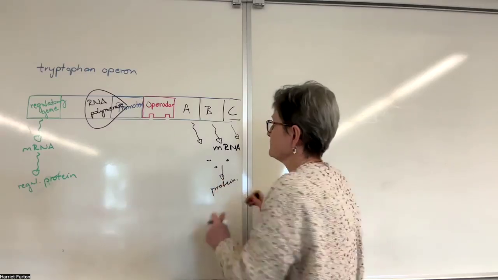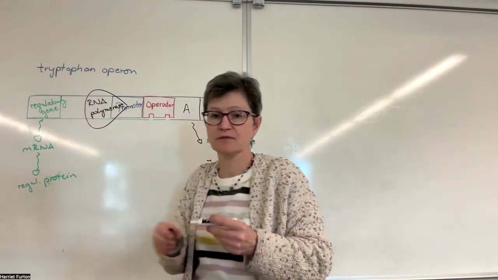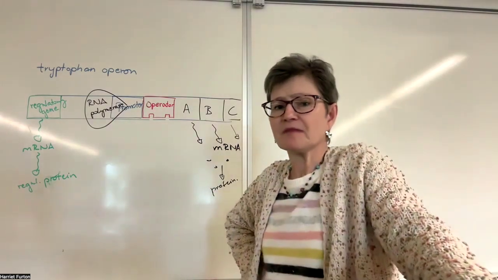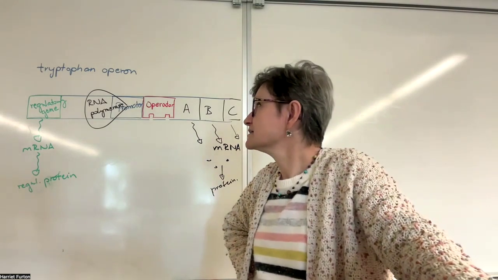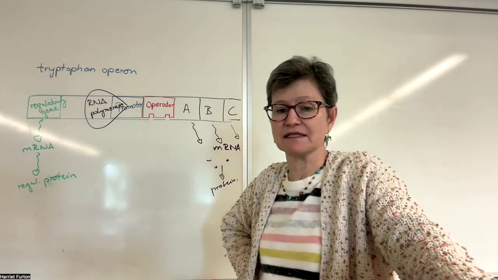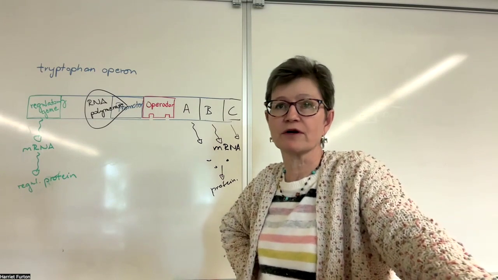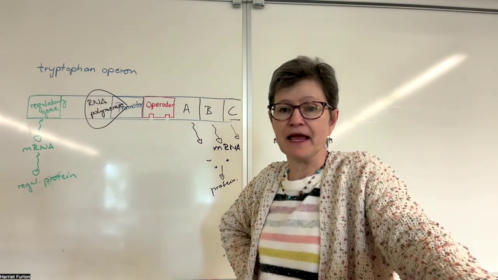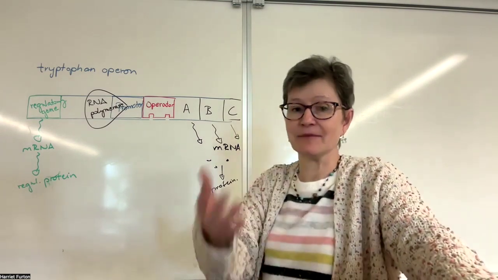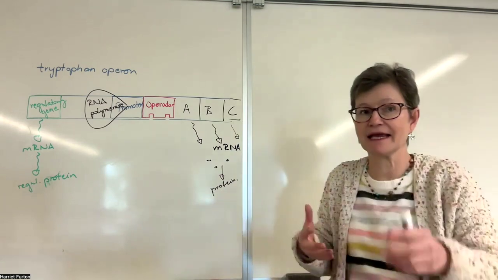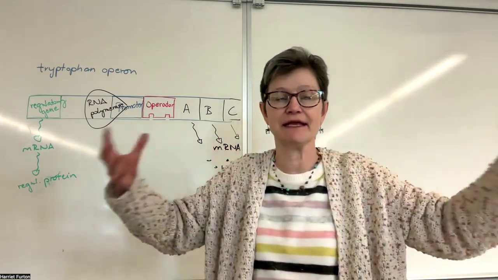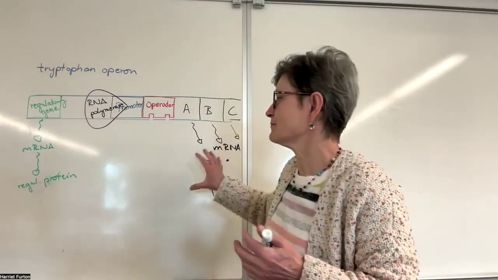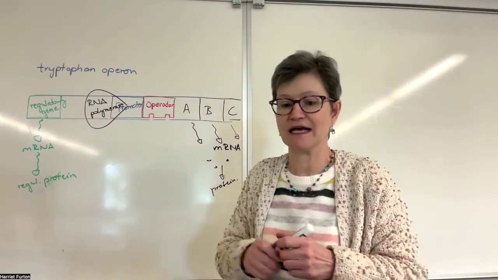Now, we said that the tryptophan operon makes tryptophan, an amino acid that is essential for the bacteria. The bacteria needs to make its own, and it takes energy. This is an anabolic reaction, requires ATP. The bacteria needs to make the enzymes to be able to make tryptophan for itself.